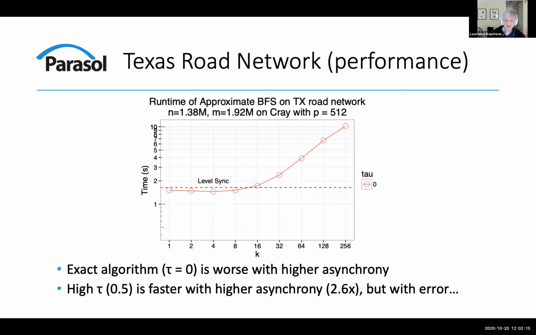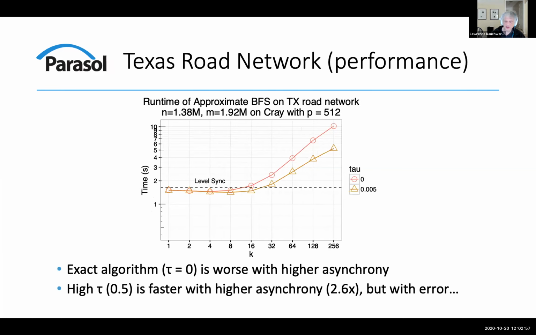Again, the old Texas Road Network, if you hate it, we should probably substitute it with Illinois Road Network. But Illinois is a smaller state, so Texas is the bigger graph. So the exact algorithm, right, is worse with higher asynchrony. So if we try to actually get it, this is the level synchronous, this is an improvement, and then it goes up, depending on which one. Now, if the tolerance is 0.5, right, it is faster with higher asynchrony, right? But it gives you an error. So you have to make a trade-off between this.